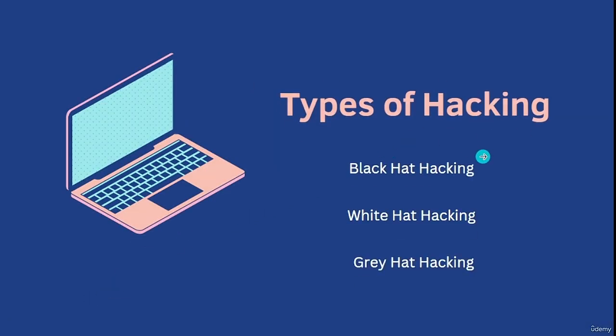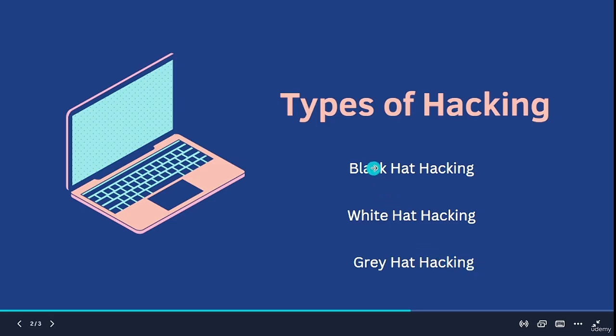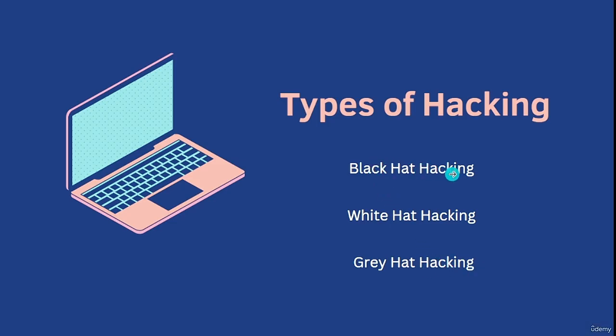Types of hacking. I've defined hacking in the last slide. So what are the different types of hacking? We have mainly three types: black hat hacking, white hat hacking, and gray hat hacking. Now, what is black hat hacking? Black hat hacking is hacking with malicious intent, ultimately for personal gain. Most of the time, it is for financial gain.